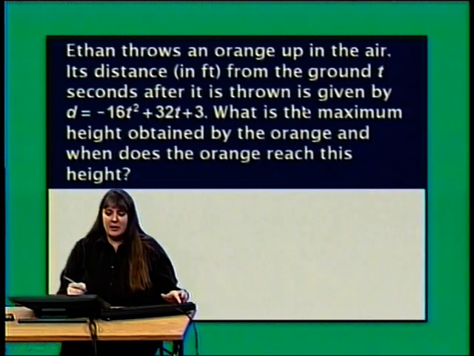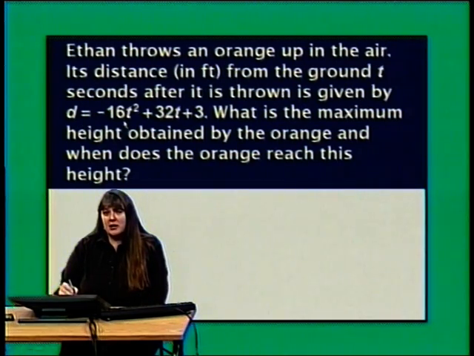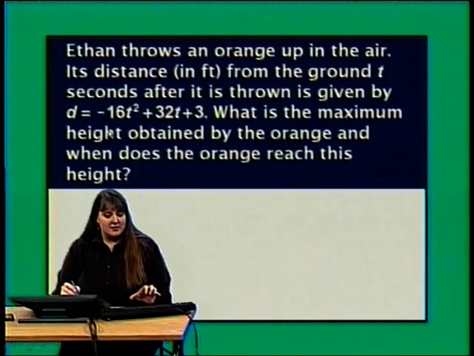Well, let's look at our equation for a second. We have a quadratic equation with a negative leading coefficient. So if I think about the graph, I'm going to have the graph of a parabola opening downwards. So the highest point on the parabola is going to be the vertex. So if I'm looking for the maximum height obtained by the orange, I'm interested in the vertex of this parabola.